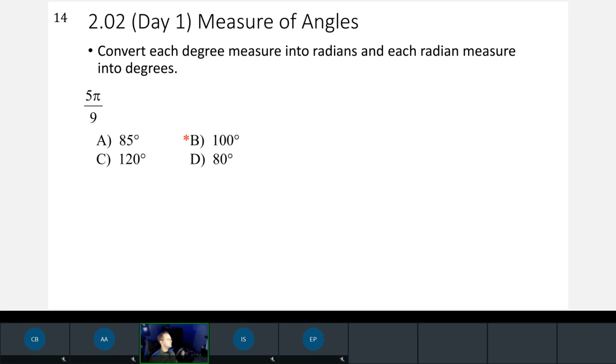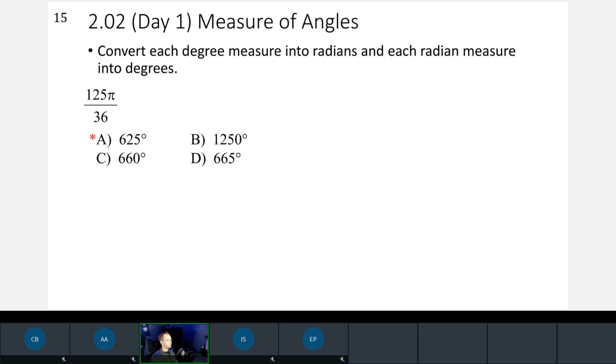All right, convert each degree measure into radians. I didn't do this work because this is really easy. You just multiply by 180 over pi. Remember, that's the conversion. And without even looking it up, we know it's 180 over pi because this way the pi's will cancel out. Then you have 5 times 180 divided by 9, and that's how we get 100. So an easy way to tell is the pi should cancel out.